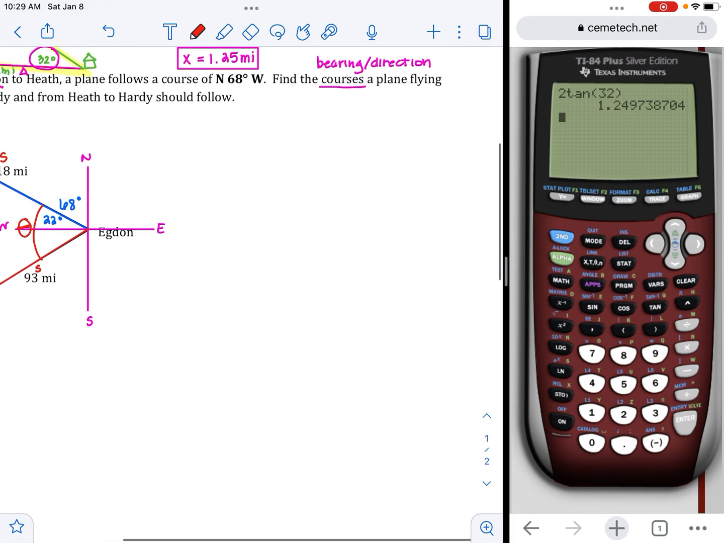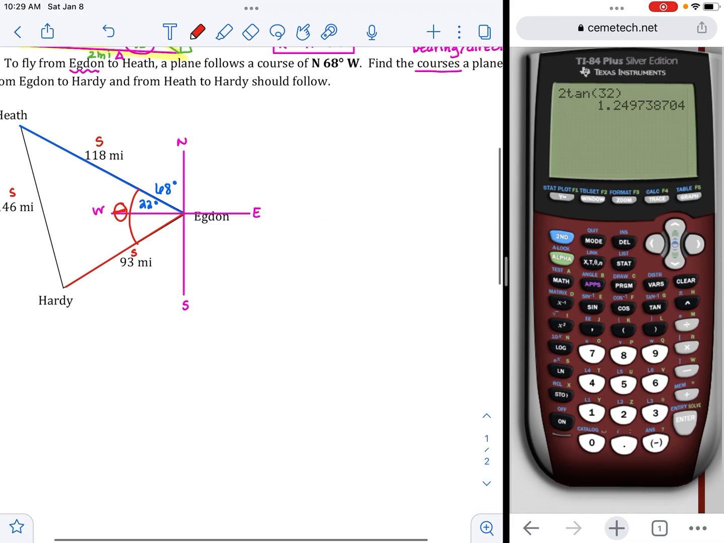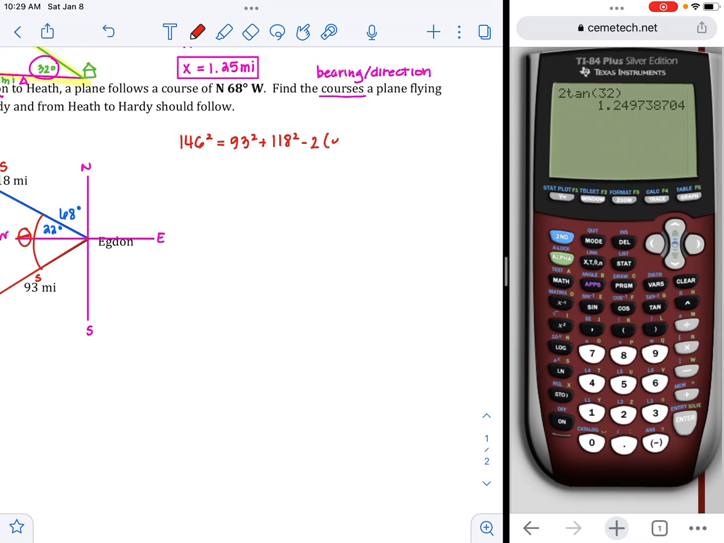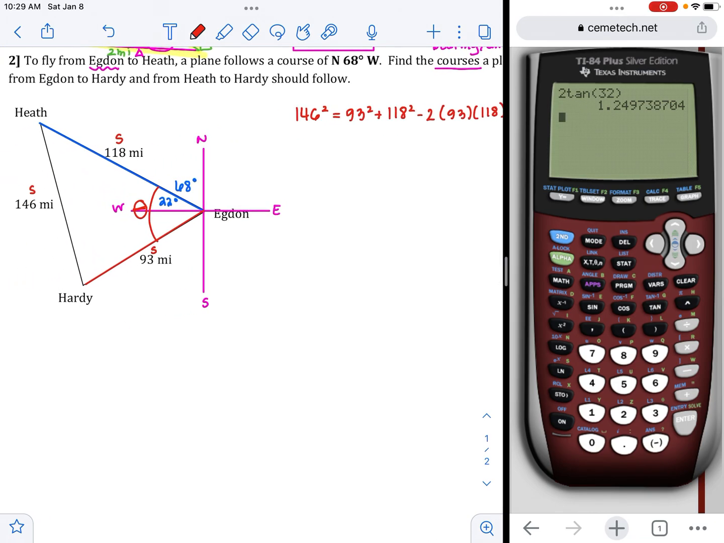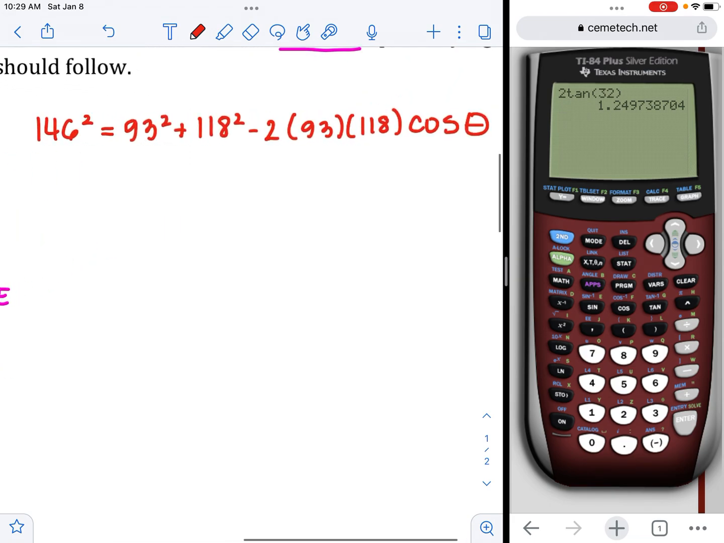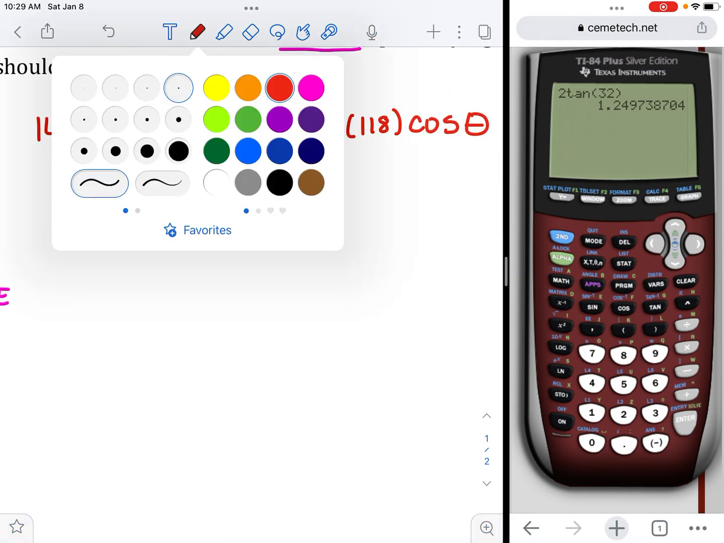All right, so since I'm finding that angle theta, I'm going to start with the side opposite of it. So I'm doing 146 squared equals 93 squared plus 118 squared minus 2 times those two sides, so 93 times 118 times the cosine of, and then I called the angle theta. You could call it E if you want for Egdon, right? But then there's Heath and Hardy, both start with an H, so.